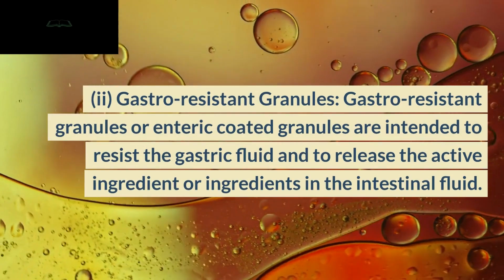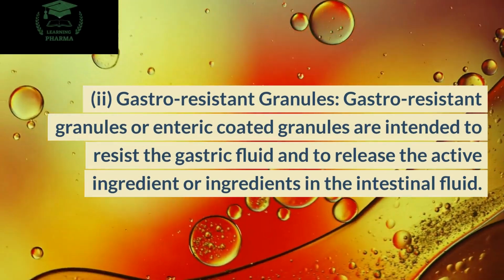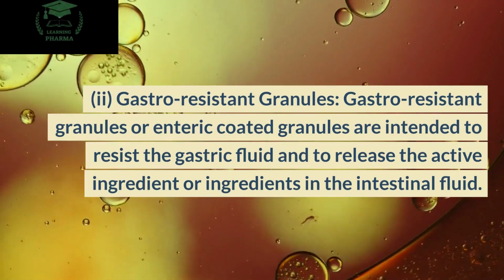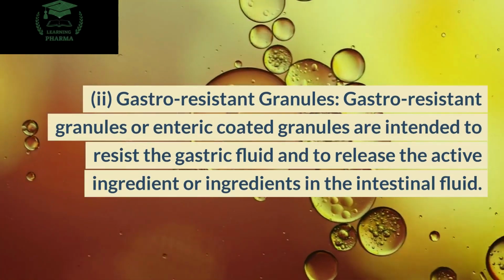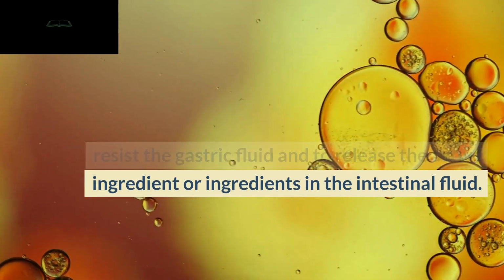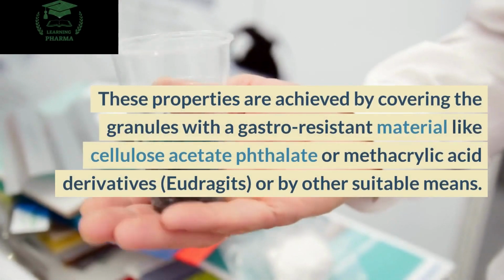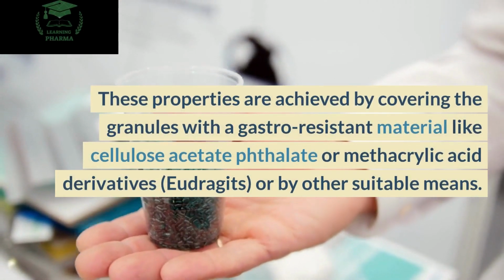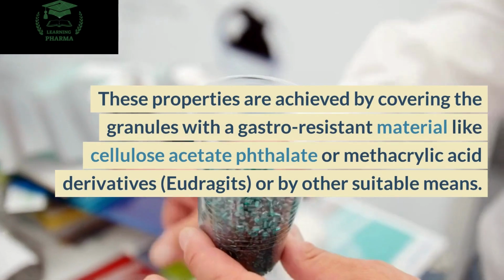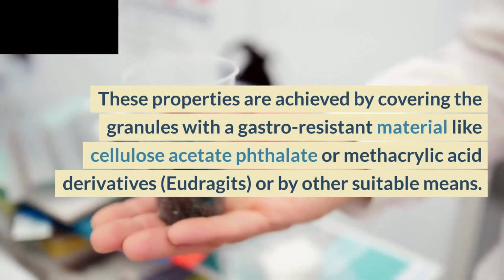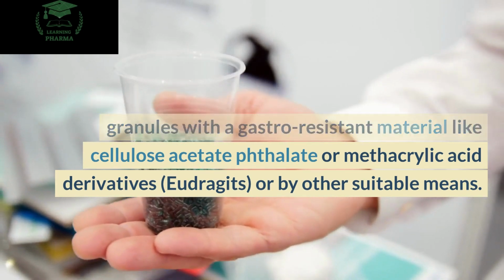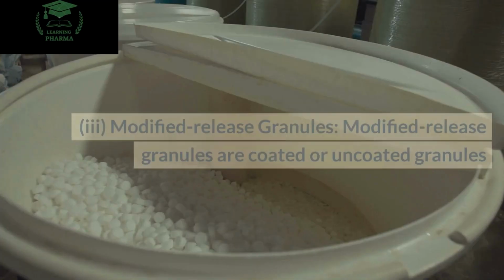Gastro-resistant granules. Gastro-resistant granules or enteric coated granules are intended to resist the gastric fluid and to release the active ingredient or ingredients in the intestinal fluid. These properties are achieved by covering the granules with a gastro-resistant material like cellulose acetate phthalate or methacrylic acid derivatives, Eudragits, or by other suitable means.